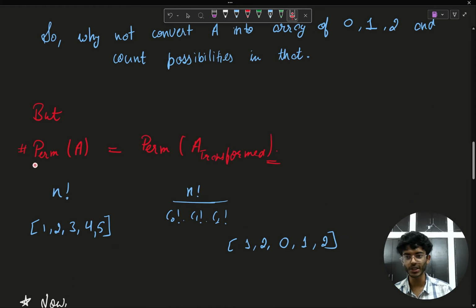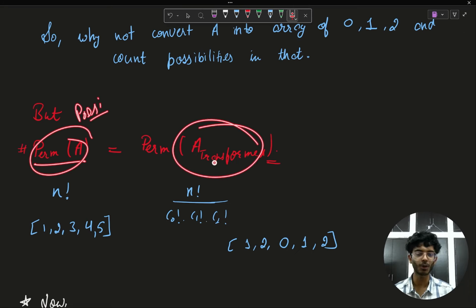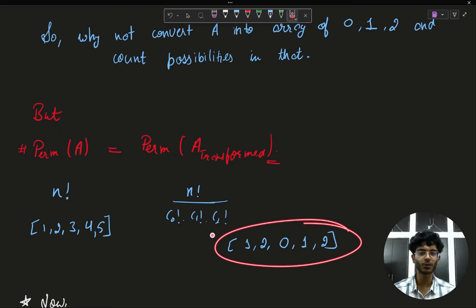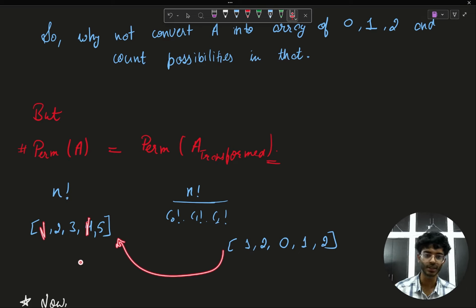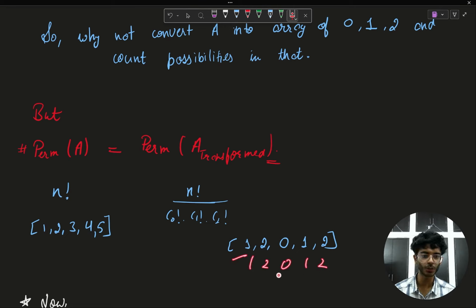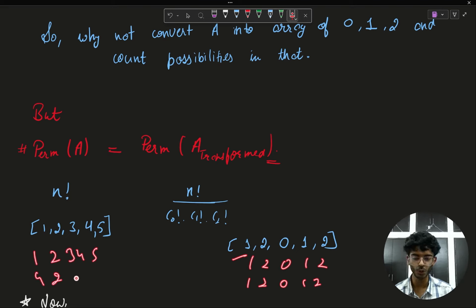But will the number of possible good arrays you can get in A be equal to the number of good possible arrays you can get in this transformed array? So if let's say this is our array A, and this is our transformed array where we took modulo 3 of all of these numbers, will the number of good arrays in this and this be equal? No, obviously, right? Because here, these two elements are considered the same. But in our original array, these two elements were considered completely different. So this is going to count 1, 2, 0, 1, 2 and 1, 2, 0, 1, 2 as the same. But this will count 1, 2, 3, 4, 5 and 4, 2, 3, 1, 5 as two different arrays, right?